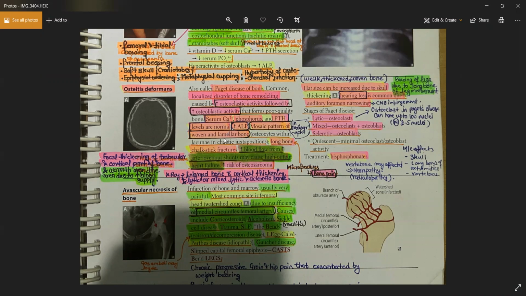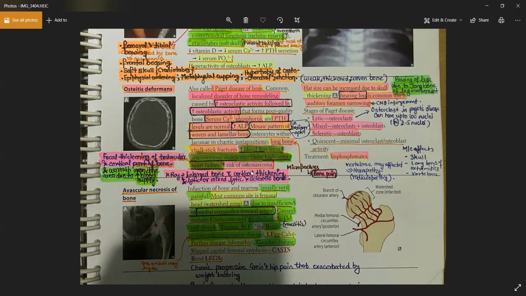Okay, what you can find in the X-ray is both lytic as well as sclerotic lesions of the bone. Sclerosis means the bone formation, right? The bone thickening. So both the bone resorption, the lytic lesions, as well as the bone formation, bone thickening, or the sclerotic lesions will be seen on the X-ray.